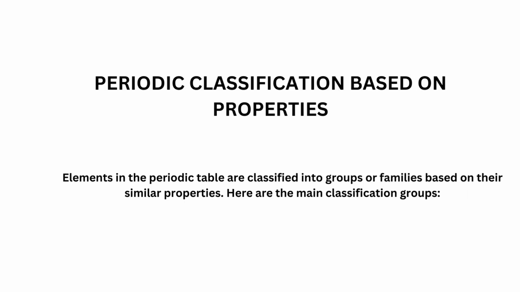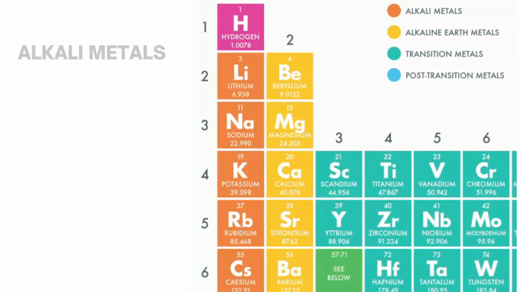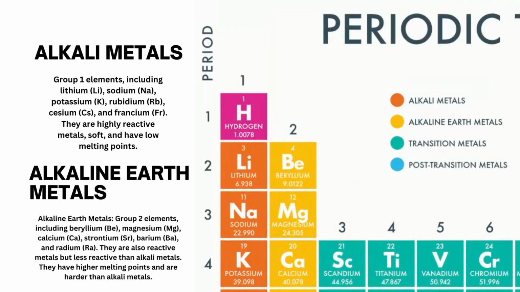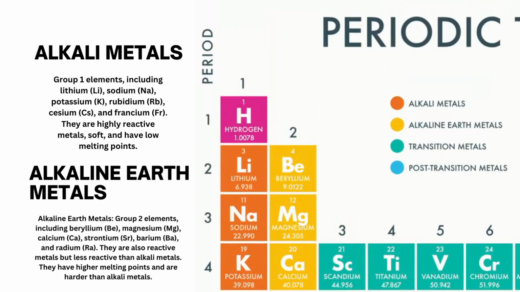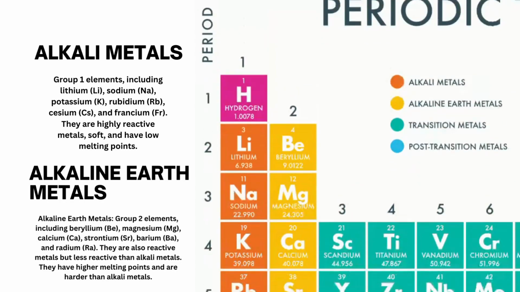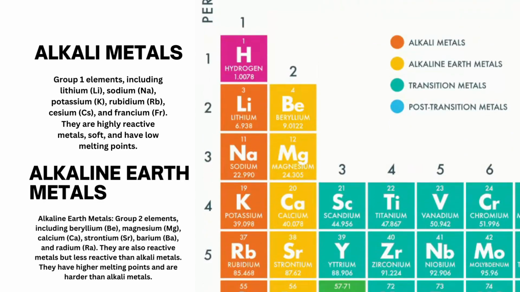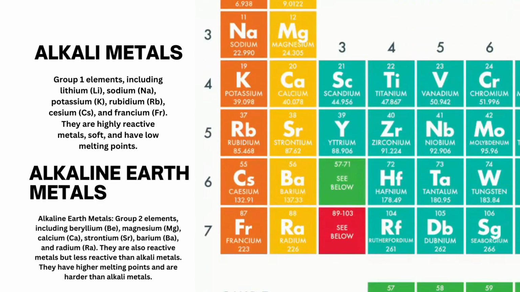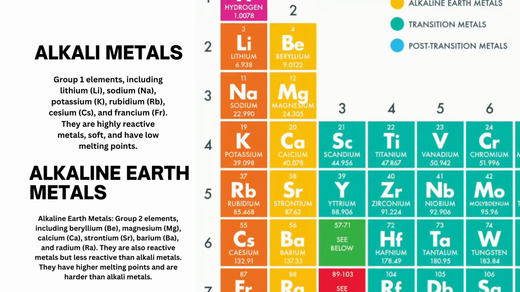Elements in the periodic table are classified into groups or families based on their similar properties. Let us see periodic classification based on properties. Alkali metals, group 1 elements, including lithium, sodium, potassium, rubidium, cesium and francium. They are highly reactive metals, soft, and have low melting points.